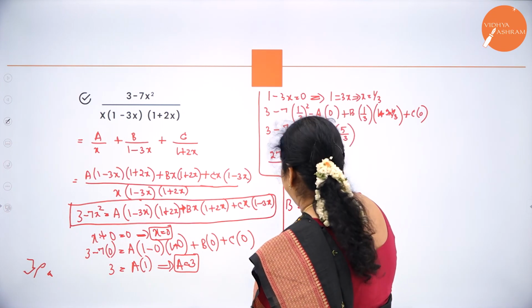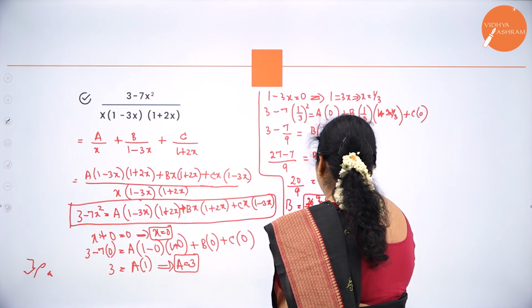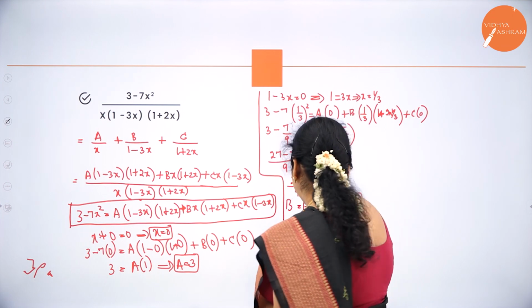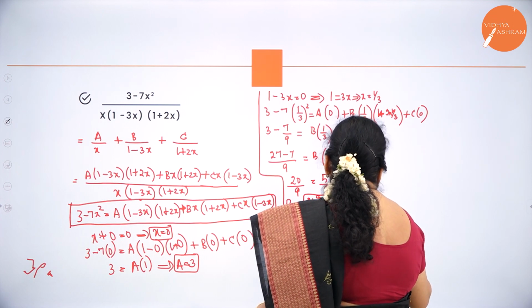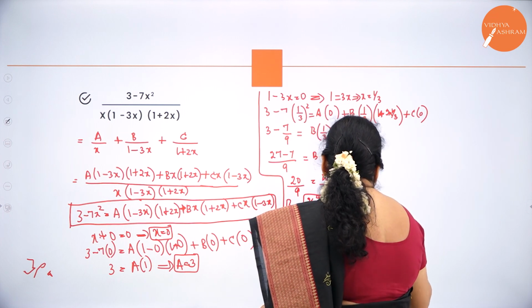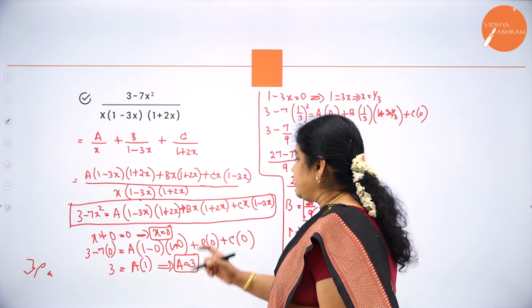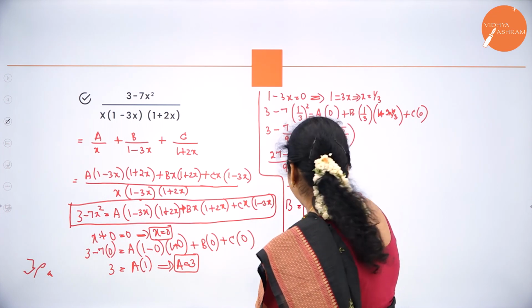So for C, what will we do? We'll put 1 plus 2x is equal to 0. It's 1 plus 2x, sorry, so this will become x is equal to minus half. I want you to substitute the values in this and get the value of C.